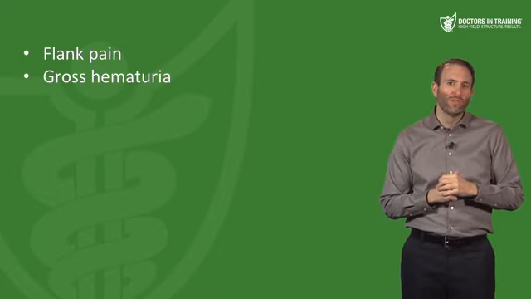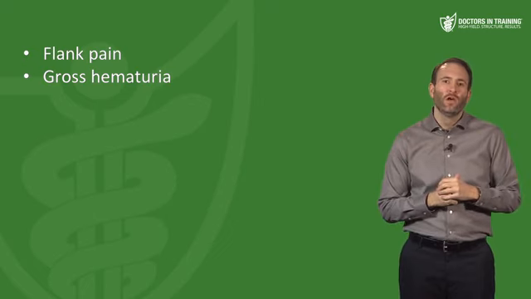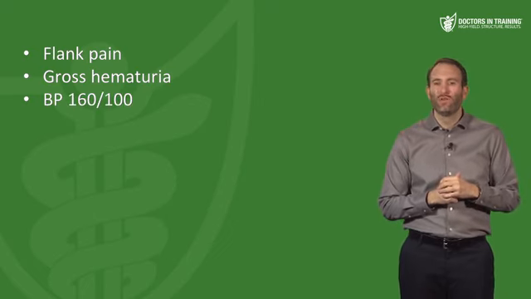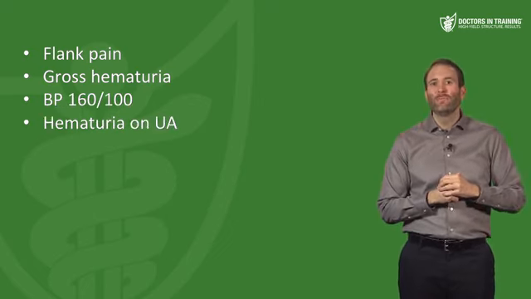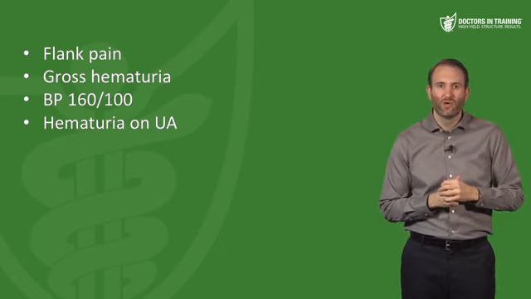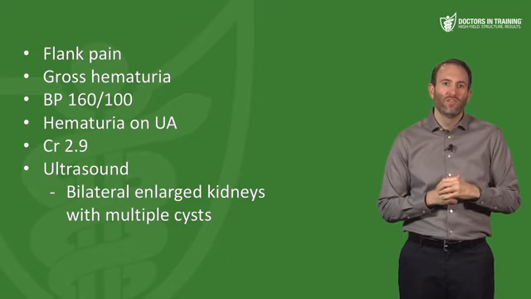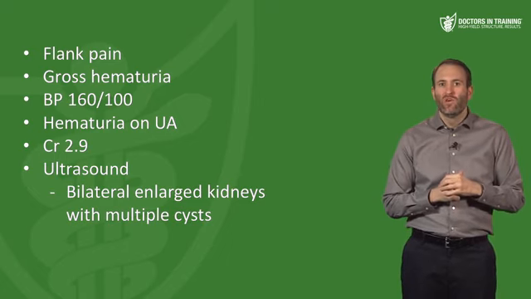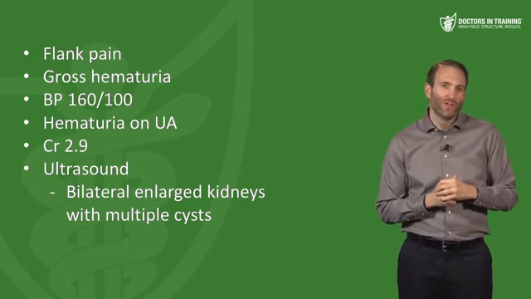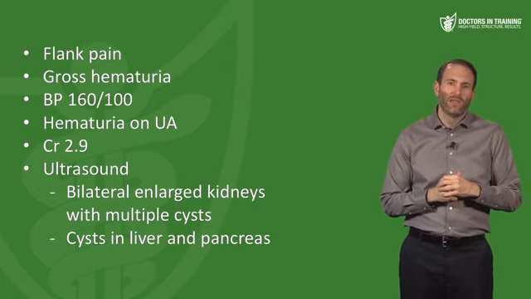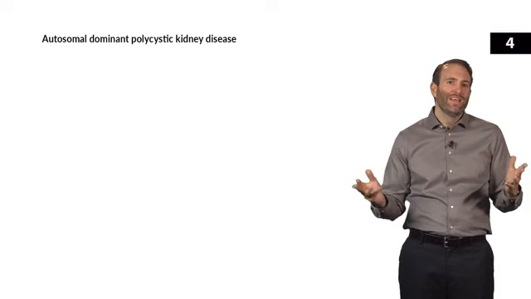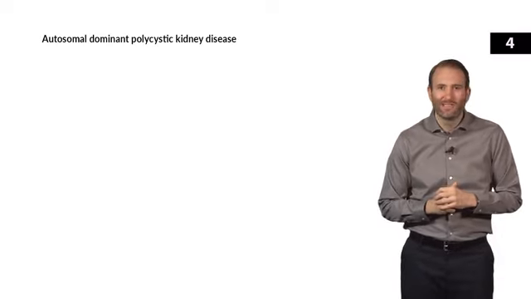A 52-year-old man presents with flank pain and gross hematuria for the past several weeks. On physical exam, his blood pressure is 160/100. Urinalysis reveals hematuria, and serum lab studies show a creatinine of 2.9. An ultrasound of the abdomen reveals bilateral enlarged kidneys with multiple cysts present. Cysts are also seen in the liver and the pancreas. What's the diagnosis? So this one's not too hard. This is autosomal dominant polycystic kidney disease.